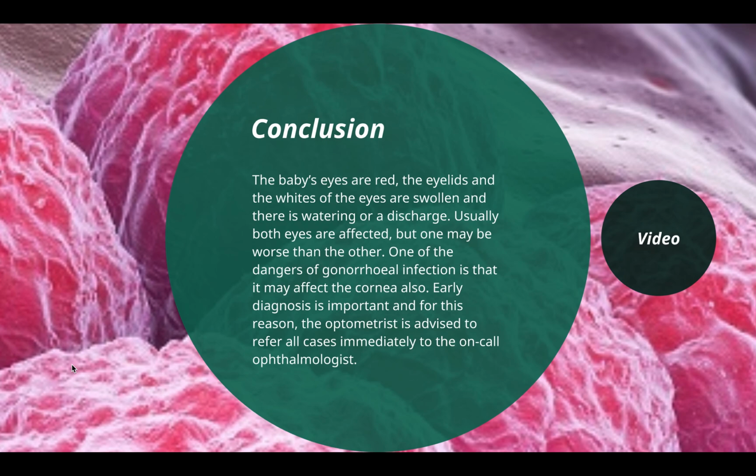Conclusion. The baby's eyes are red. The eyelids and the white of the eye are swollen, and there is watering or a discharge. Usually both eyes are affected, but one may be worse than the other. One of the dangers of gonorrheal infection is that it may affect the cornea also. Early diagnosis is important, and for this reason, the optometrist is advised to refer cases immediately to the on-call ophthalmologist.